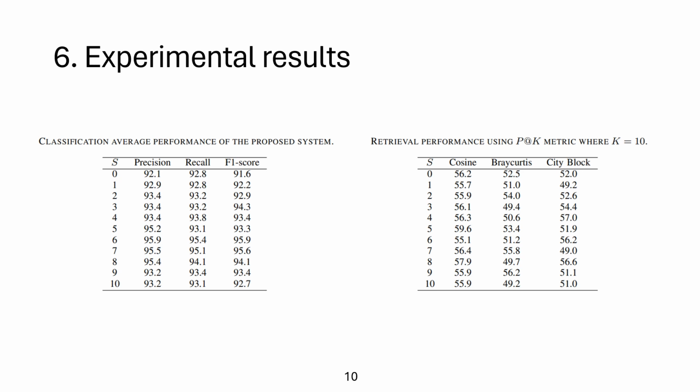Additionally, the precision at 10 retrieved images has the highest performance when expansion size is equal to 5, shown in the table on the right, with 59.6% of the 10 retrieved images being relevant, along with the Cosine distance metric that has the best retrieval performance overall.